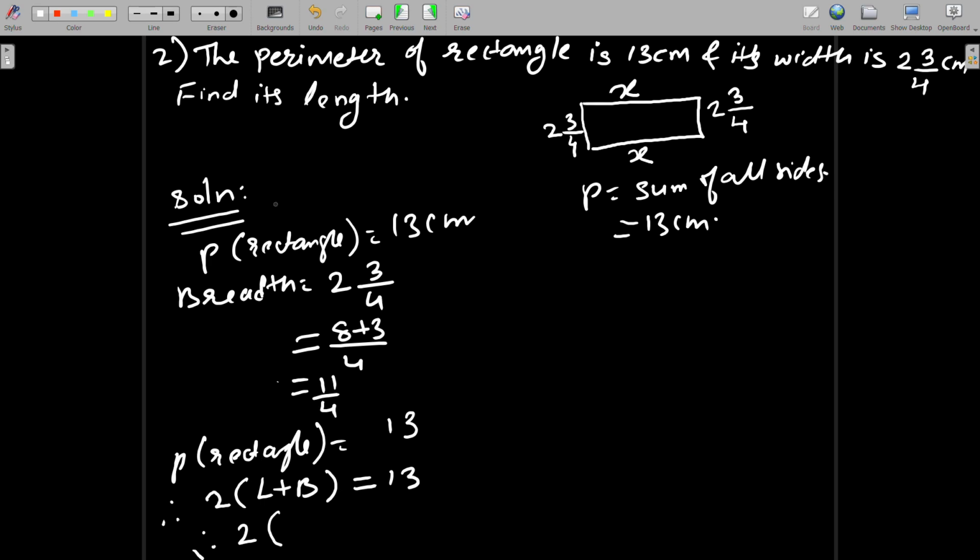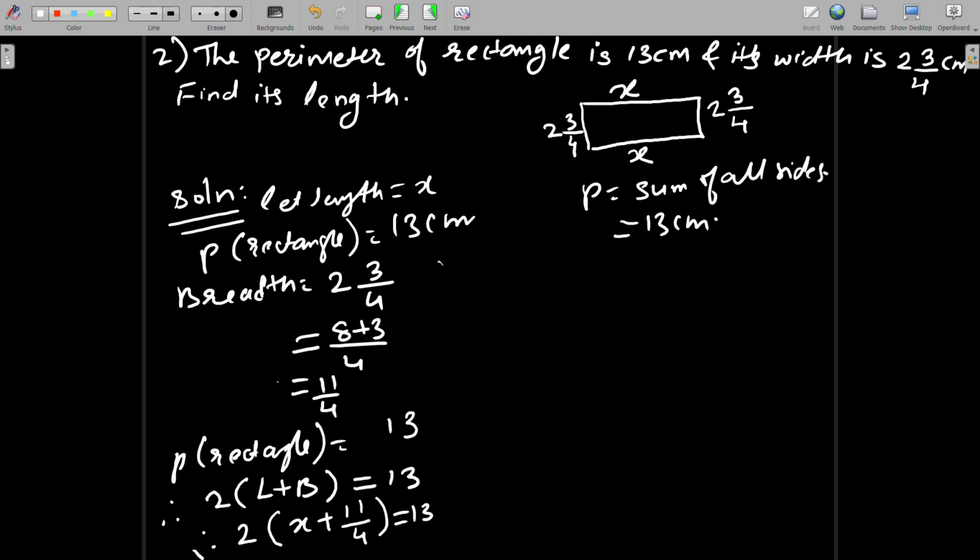So what we will say, let length is equal to x, right? We are now declaring that the length is x. Why? Because we don't know what the length is, right? So x, what we will write here in our formula. Now let's substitute the value: this is your x, plus breadth, which is 11 by 4, is equal to 13, right?